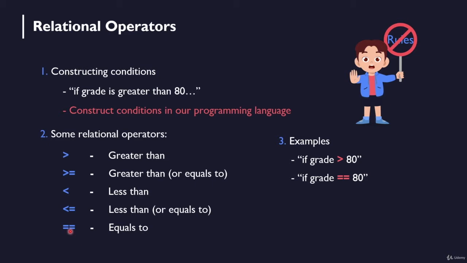And lastly, we also have the not equals to sign. This operator simply means that if we have it as part of our condition and the value on its left does not equal the value on its right, then the result of the condition is going to be true. The same as equals to, just the opposite.